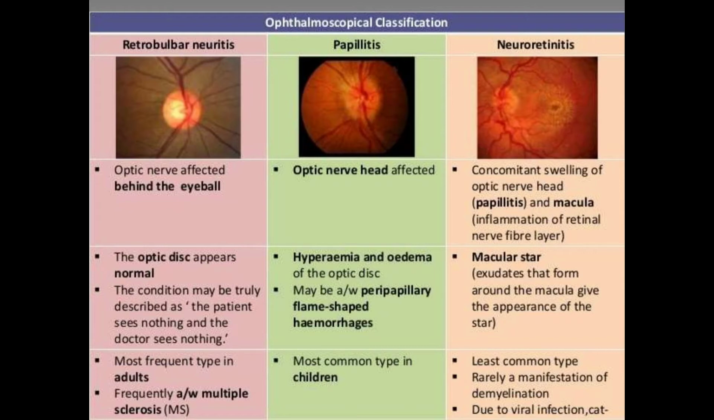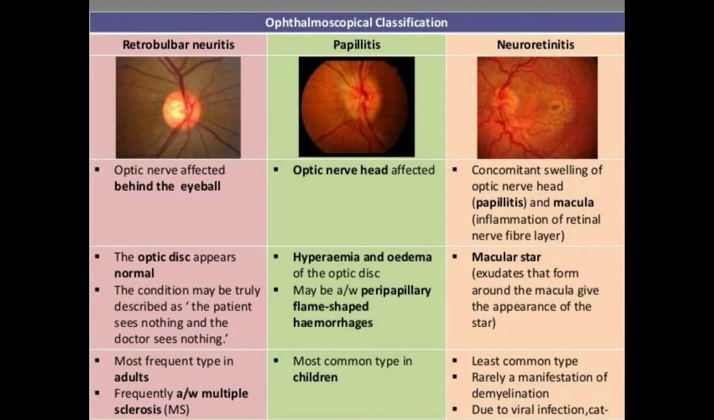There will be hyperemia. The surface of the optic disc will look red in color and it will be swollen. So the disc margins will be blurred and there will be edema of the optic disc. And there may be hemorrhages around the optic disc. These are usually flame shaped hemorrhages, and this is usually seen in children after viral infections. That is a para-infectious or immune mediated optic neuritis.